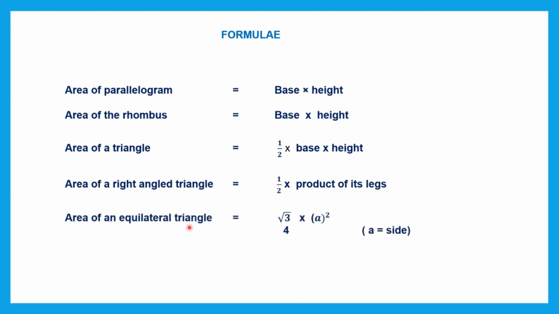Now, if it is an equilateral triangle, then we say root 3 by 4 into a raised to the power of 2, where a is equal to the side. So these are the formulae that you must keep in mind, and you have to learn by heart to apply it in the questions that we're going to be doing now.